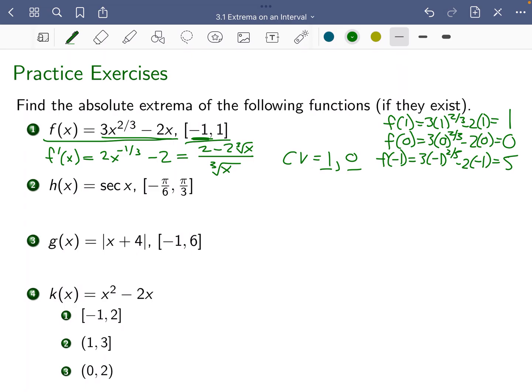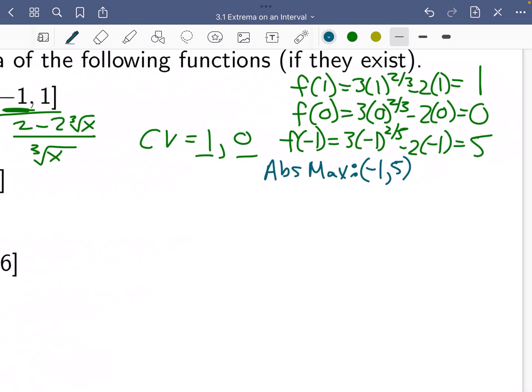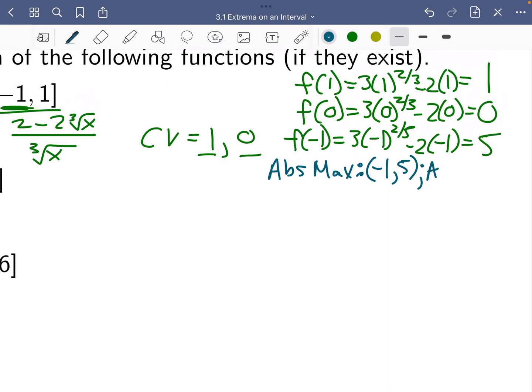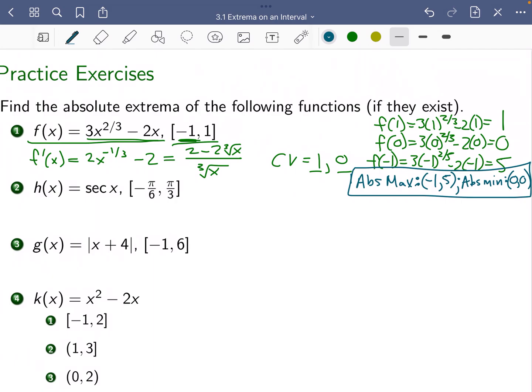And so, what do we have for this function? Well, there's an absolute max. It occurs with an x value of -1 and a y value of 5. And an absolute min shows up at 0, 0. So we check our function values at all of the critical numbers, and then we also check it at the endpoints themselves.